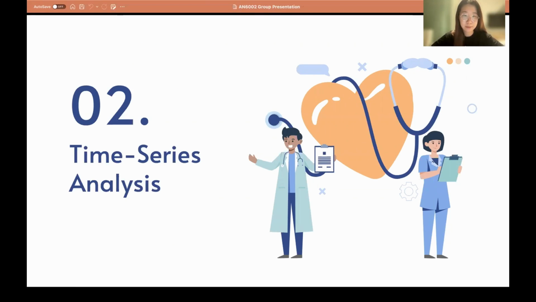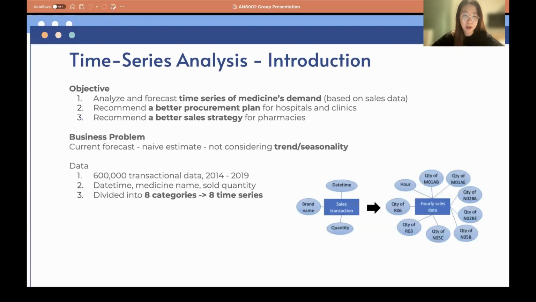I'm going to introduce our time series model and its implementation in the telemedicine industry. The objective here is to analyze and forecast the time series of medicine's demand based on its sales data. With this prediction, we want to recommend a better procurement plan for hospitals and clinics and a better sales strategy for pharmacies. Currently, the demand forecasting in the pharmaceutical industry is mostly done by using naive models, such as using the historical mean to predict.